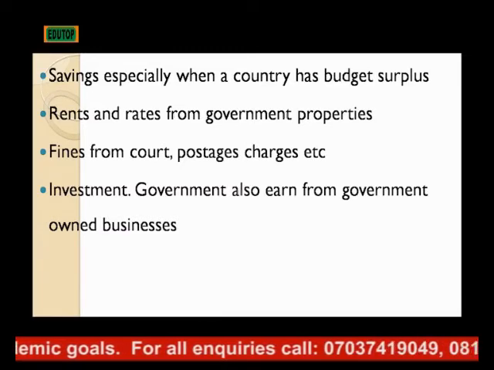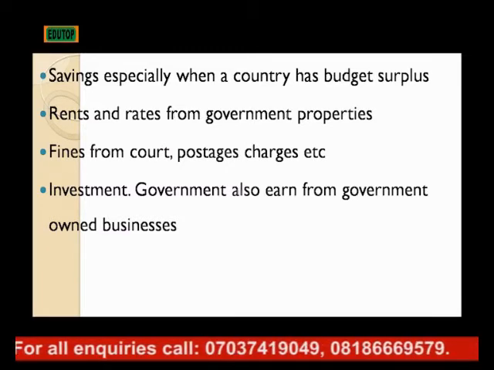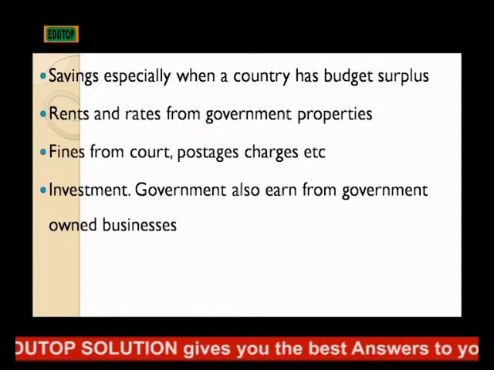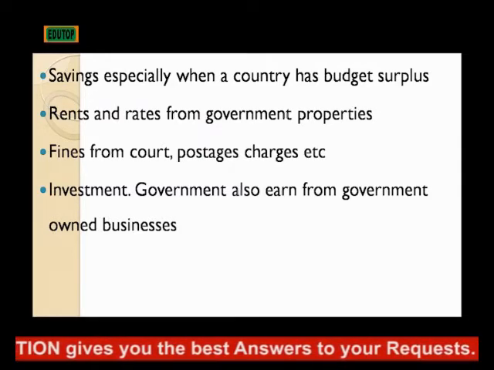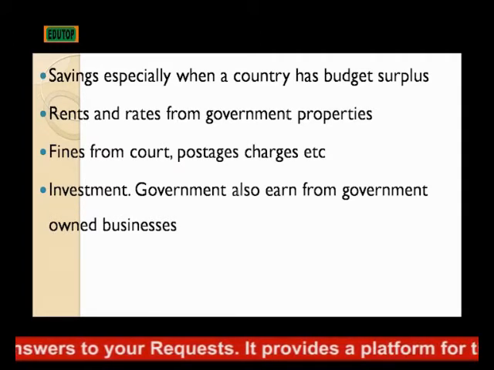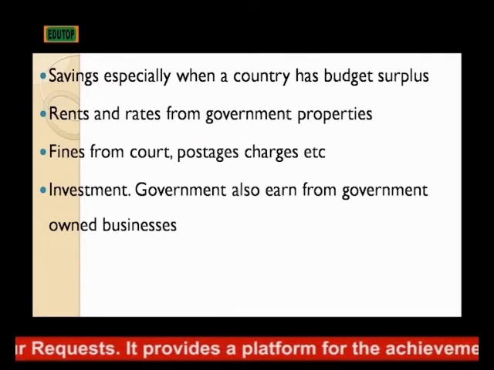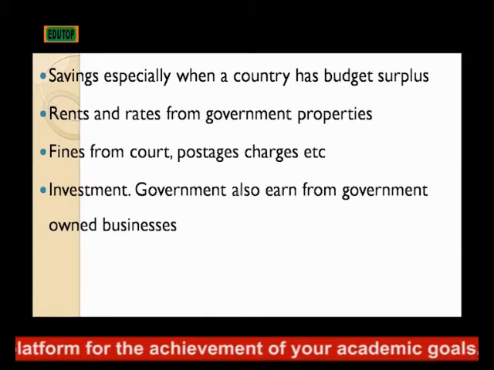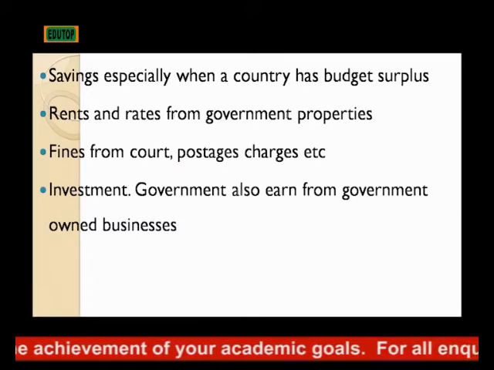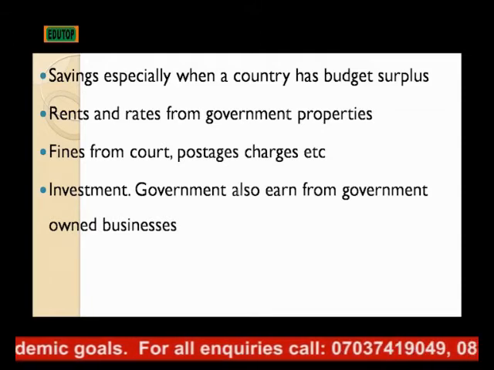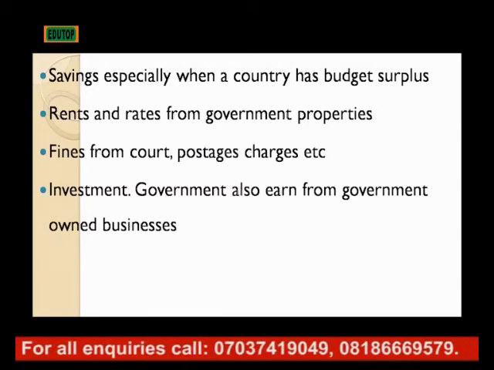Then we have rent and rates from government properties. Government usually ventures into businesses and other properties where the government can generate revenue through rents and rates by giving them out to the public so that they will pay as time goes on. Then we have fines, like the fines in courts, where an accused person is fined over a certain issue. Then we have postage charges. All these generate income to the government. And we also have investments. Government does invest in businesses and some properties that yield revenue to the government at the end of the day.